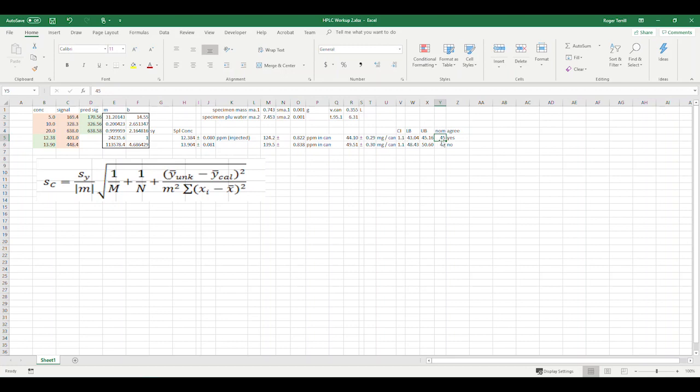45 milligrams per can. And we're going to ask the question here, does 45 agree with 43.04 to 45.16? Yes, kind of just barely. You know? And then here the next one gave the result 48.43 to 50.60, which is actually a little bit above the confidence interval.